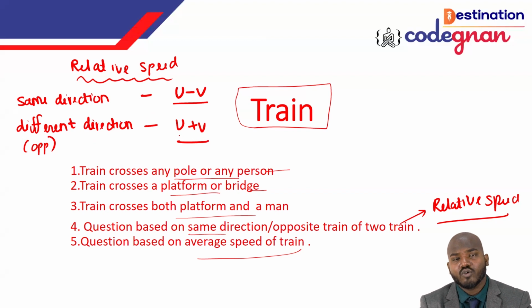So I'll make sure that you have copied this one, and this is very important, guys. Please make sure you copy down the parameters. First of all, if you have any queries up to this introduction of the trains and the relative speed, you can reach out to me.